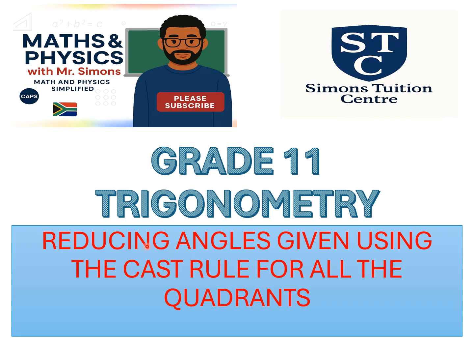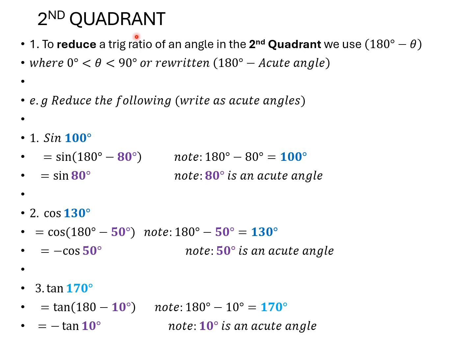Now we're going to be reducing angles that are given to you using the CAST rule and the quadrants we've mentioned in the previous video. Alright, so let's start. For the second quadrant, to reduce the trig ratio of an angle in the second quadrant, we use 180 degrees minus theta. That's the reduction formula. Now remember, theta represents any acute angle, so theta must be greater than 0 and less than 90. Normally you'd say reduce the following or write as acute angles.